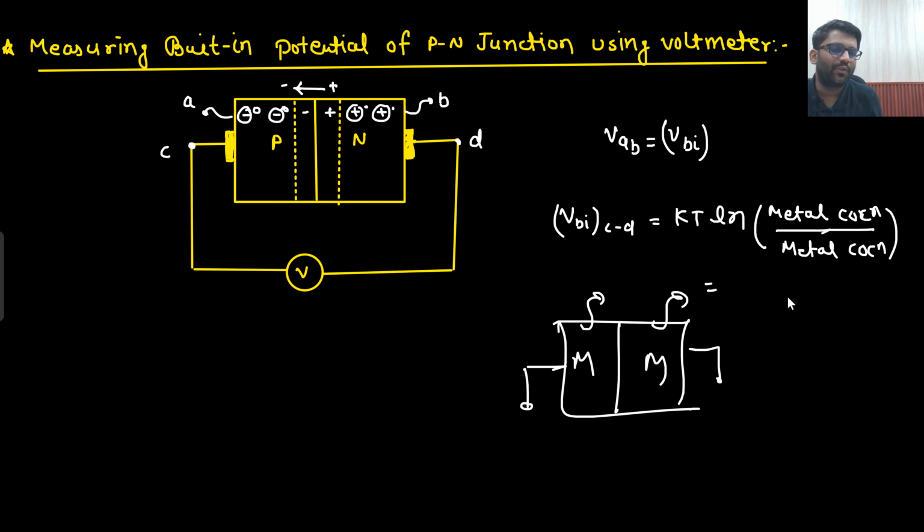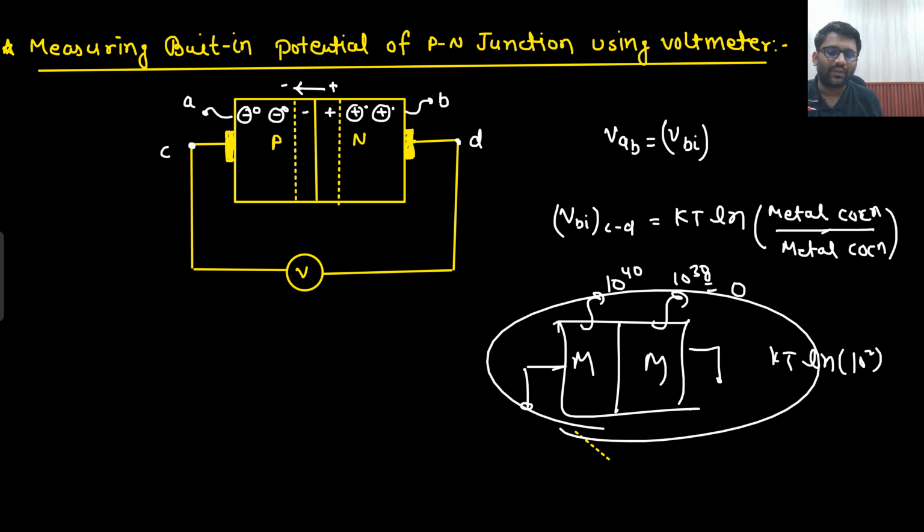In a lot of textbooks you would find that if you use a voltmeter, the reading would come out to be 0. Why would it come out to be 0? Because both will be the same material. If they are different materials, then the answer would be different. Let's just say this is a better metal and this is a less good metal. Let's say this has 10 to the power 40 free electrons and this has 10 to the power 38 free electrons. So the answer would be kT ln 10 to the power 2. But both will be the same material, so the answer would come out to be 0.